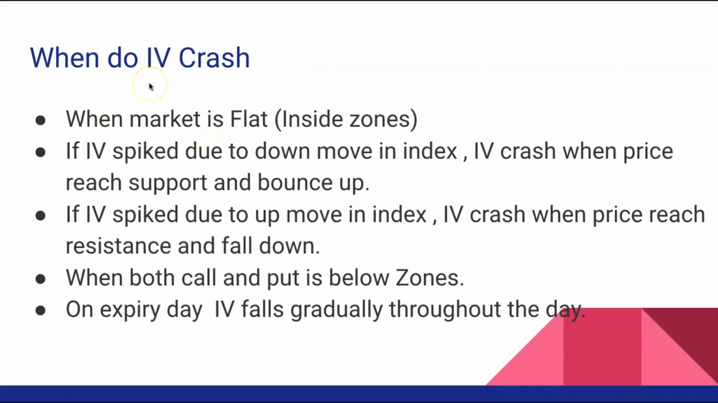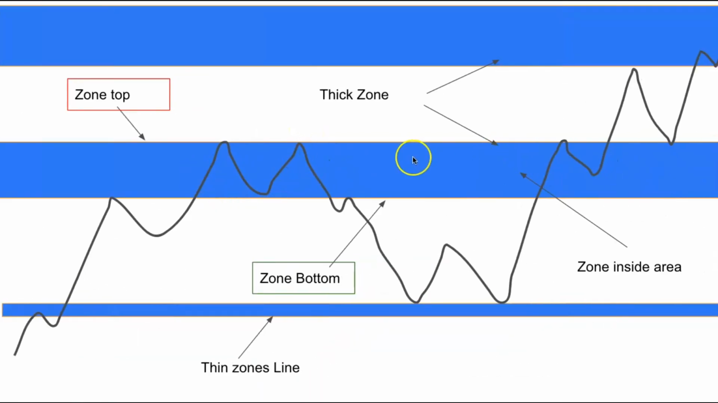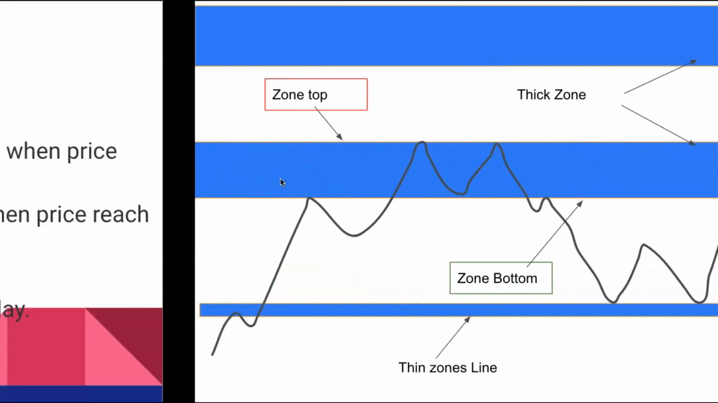Now let us look at when the IV crashes. When the market is flat or inside the zones, the IV will crash. For example, here these are the zones. There is a separate video for the zones. Please refer to my YouTube channel. As of now, if you know the zones, if the price is traveling inside the zones, the IV will be crashing. And when the price is above the zone or below the zone, the IV will be spiking.